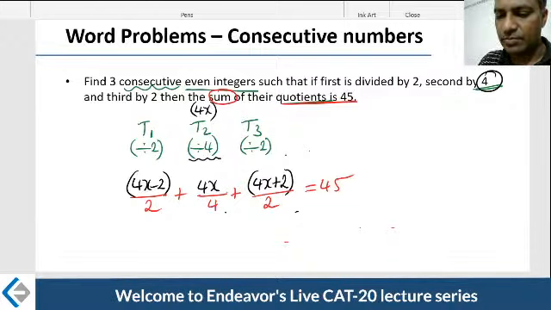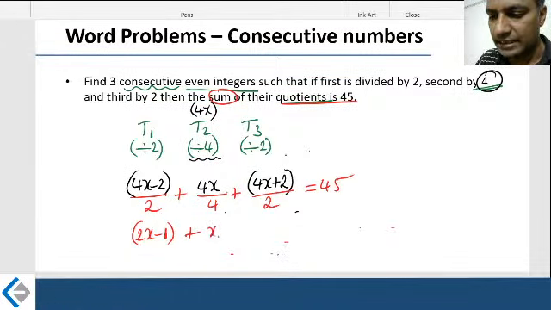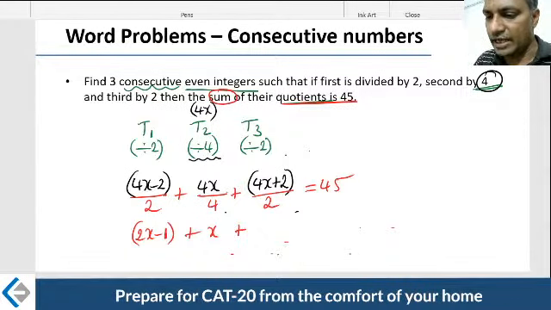Let us see this. What does this become? This will become 2x minus 1. This is the quotient because 4x minus 2 divided by 2. What is the quotient? 2x minus 1. What about the next one? Next one is x. What about the next one? The next one is going to be 2x plus 1.